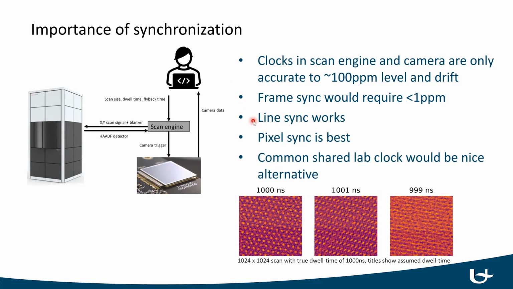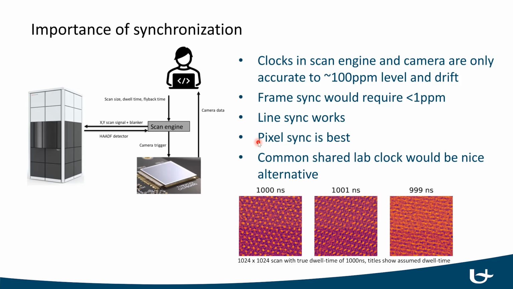So what you can do is you can use line sync. So you can make a synchronization pulse every scan line. That would work because, let's say, if your scan line is 1000 pixels, then you would need a clock precision of 1 in 1000, which is okay. That's at this 100 ppm level. That would work. But pixel synchronization is by far the best. Then really every pixel is resynchronized basically, and then you're certain everything will be good.